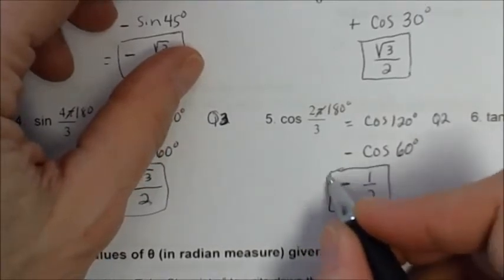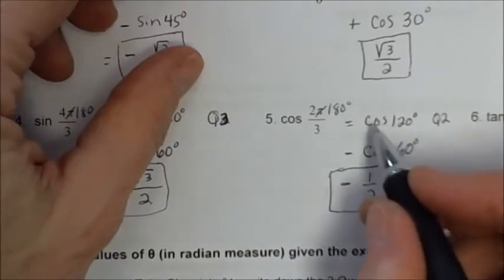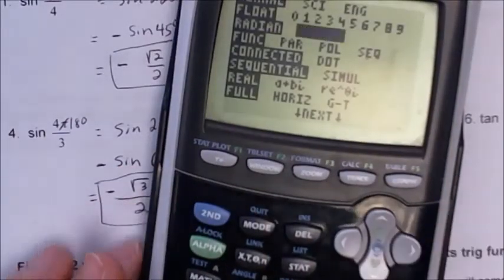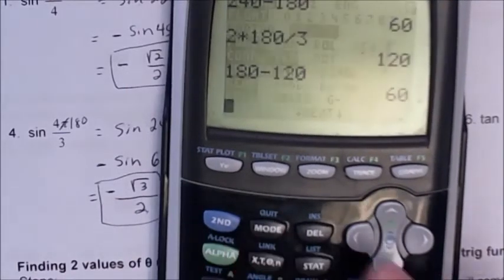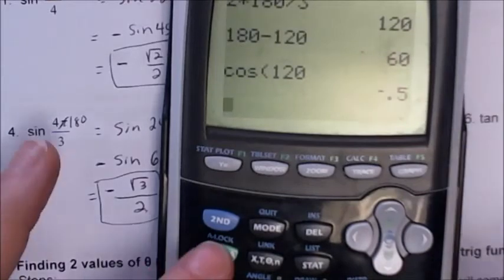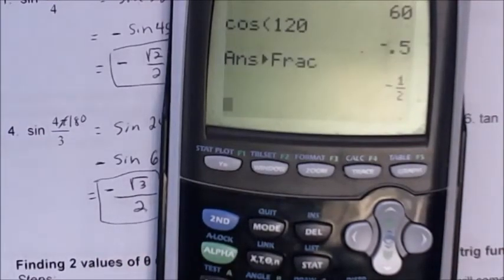So this answer is equal to negative 1/2. This is one of the few that we could check in our calculator if we wanted to. The cosine of 120 degrees, as long as we're in degrees mode, we can do the cosine of 120 degrees, and if we math frac it, it'll tell us negative 1/2.